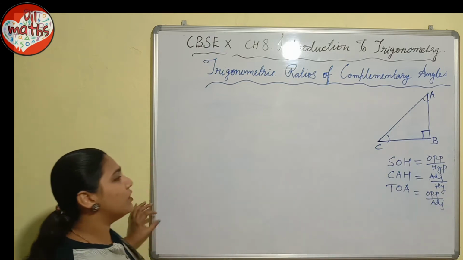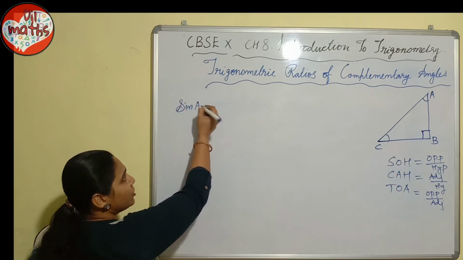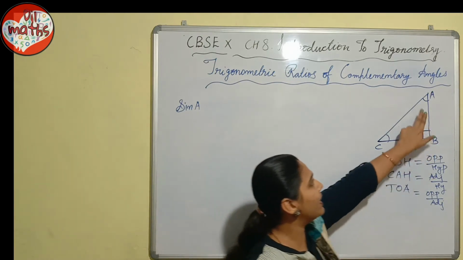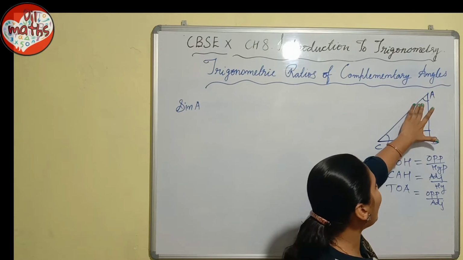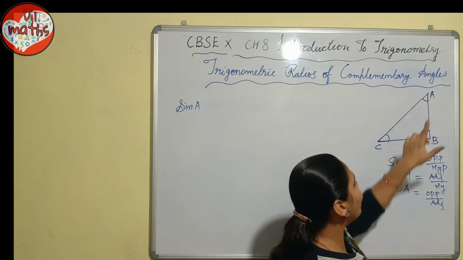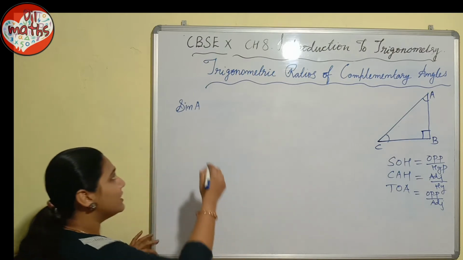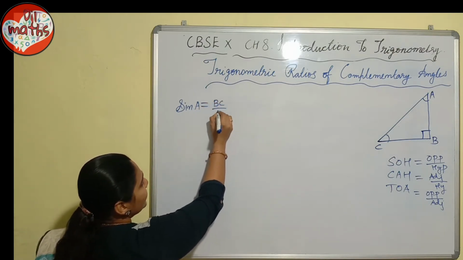Okay, now we are going to find the trigonometric ratios with respect to A. So sine A, which one is A? This is the angle A. So what will be sine A? Sine A is equal to opposite by hypotenuse. With respect to A, which one is the opposite side? BC is the opposite side and hypotenuse is AC. So sine A is equal to BC by AC.